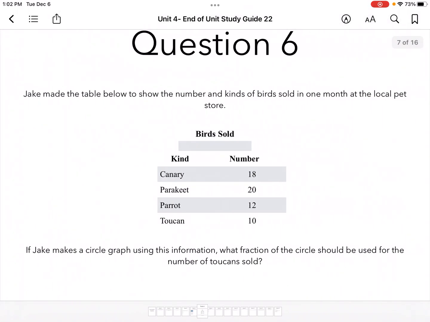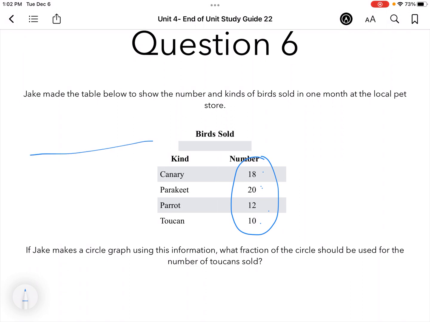All right, Jake made the table below to show the kinds of birds sold in 1 month at a local pet store. If Jake makes a circle graph from the information, what fraction of the circle should be used for the number of toucans sold? So I know I'm going to have to add up these birds. So that's 30, 40, 50, 60. So that's 60 whole birds. And they want to know what fraction of the circle.